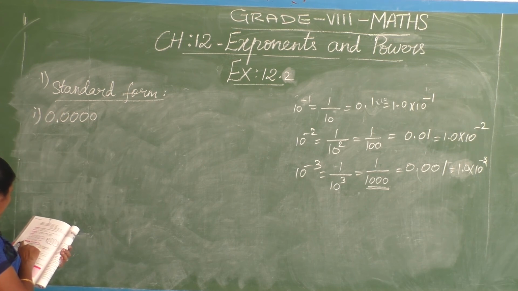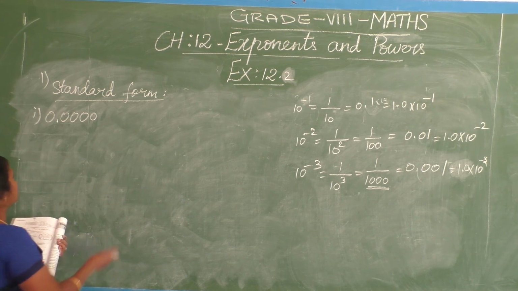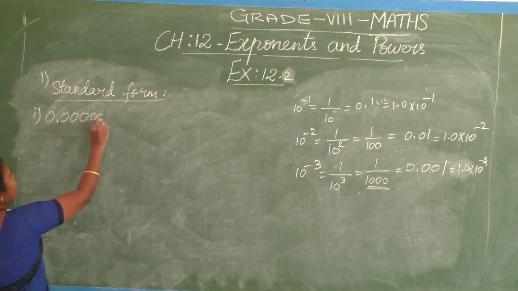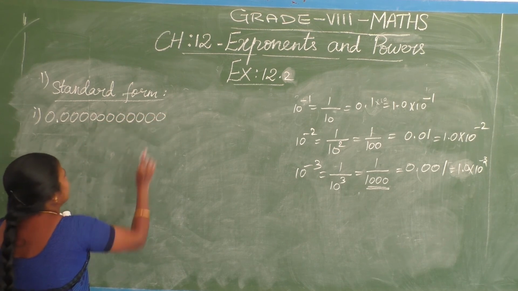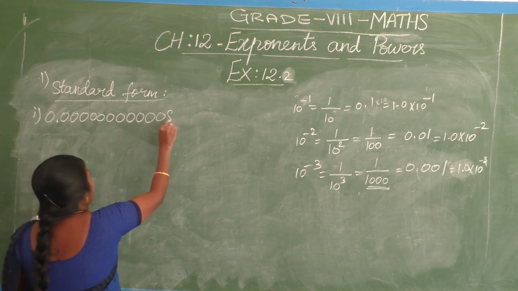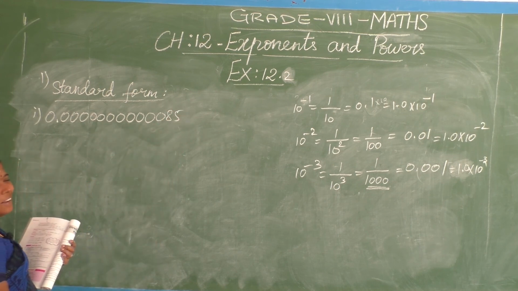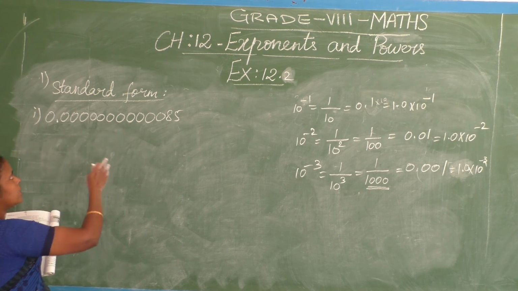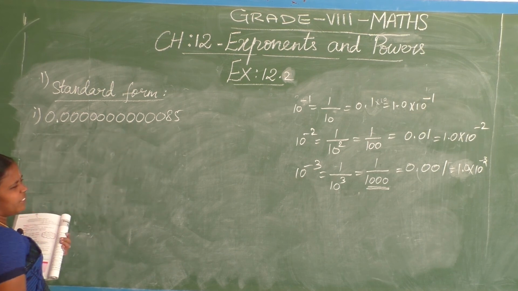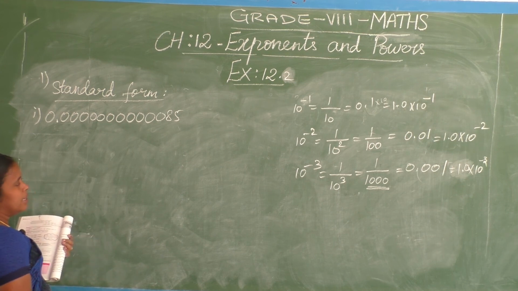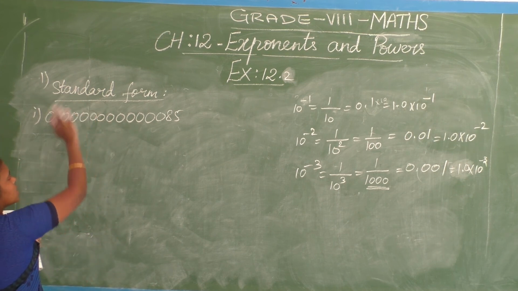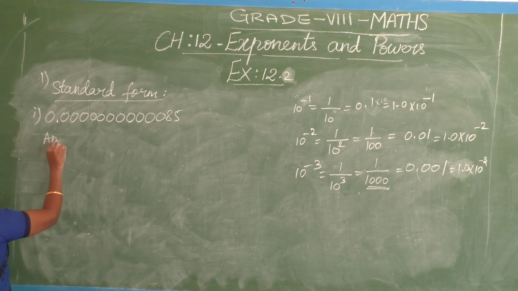1, 2, 3, 4, 5, 6, 7, 8, 9, 10, 11. 11 zeros in the middle. After that only 8, 5. Clear? So, can you read this? 0.000085. Well, it is not convenient to read such numbers, so we have to write this in standard form. Standard form, how do you write?